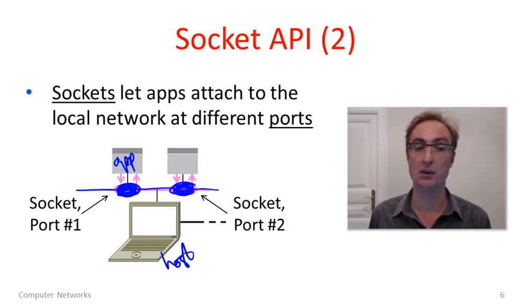Sockets also have numbers, what's called a port number. This provides a form of addressing. You can see on the left we have port number 1 on the left socket. The right socket is known as port number 2. These port numbers provide a form of addressing, and that's what allows us to multiplex multiple different applications on a single host because we can distinguish between them.